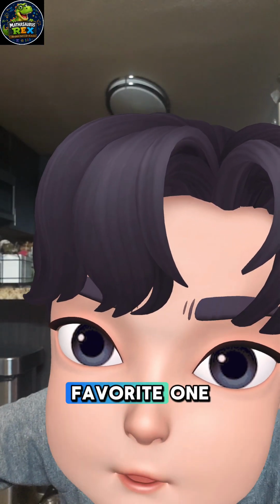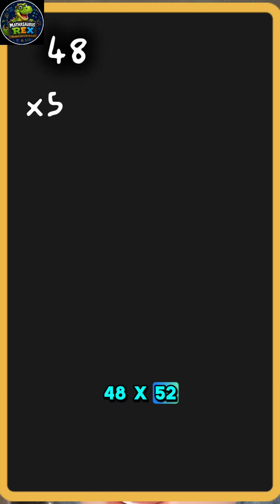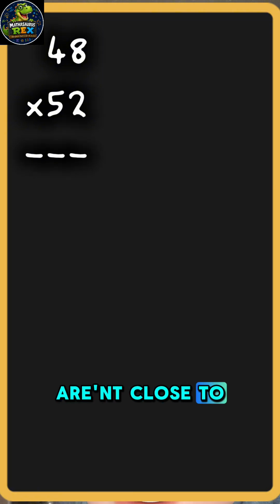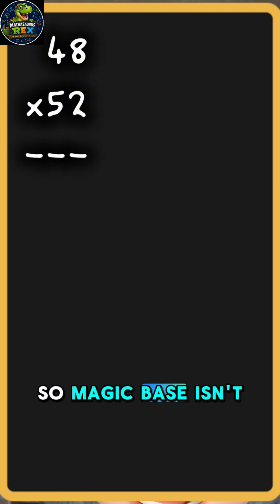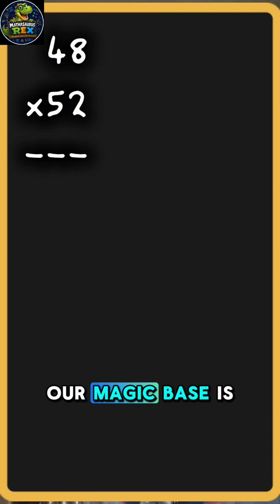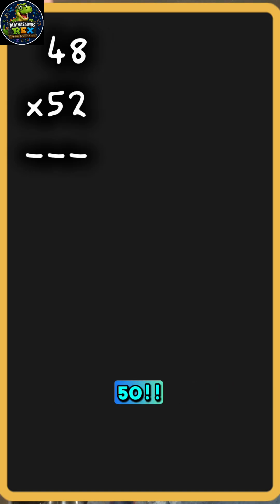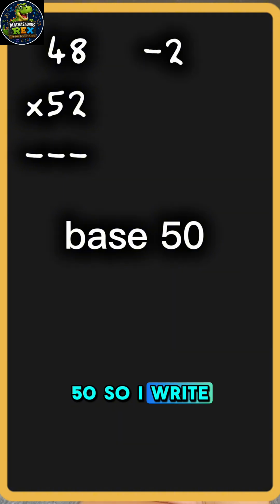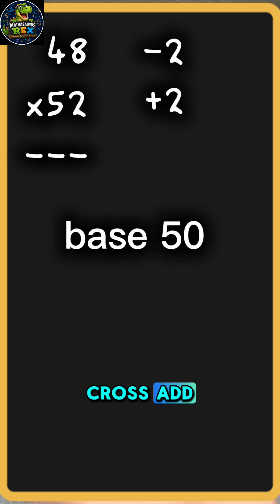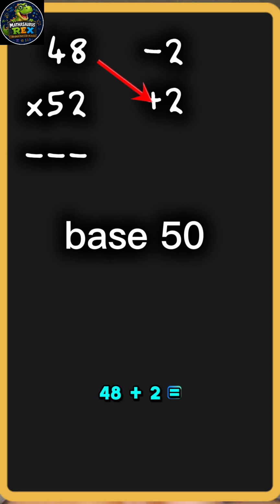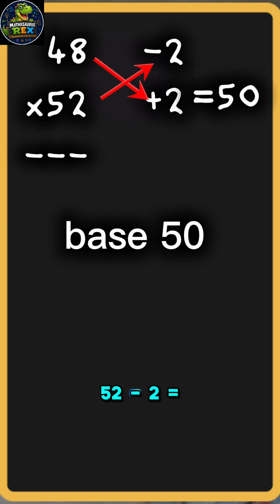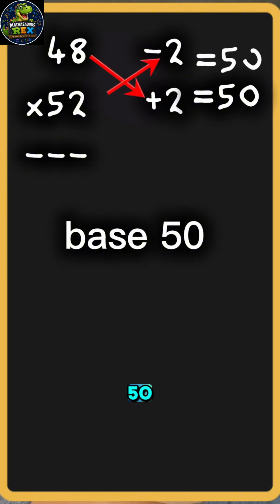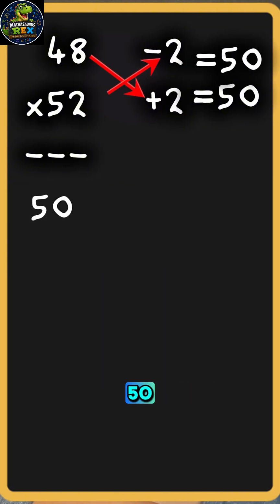Now, for my favorite one, 48 times 52. These numbers aren't close to 100, so our magic base isn't 100 anymore. Our magic base is 50. 48 is 2 below 50, so I write negative 2. 52 is 2 above 50, so I write positive 2. Cross add: 48 plus 2 equals 50, or 52 minus 2 also equals 50. And the first part is 50.